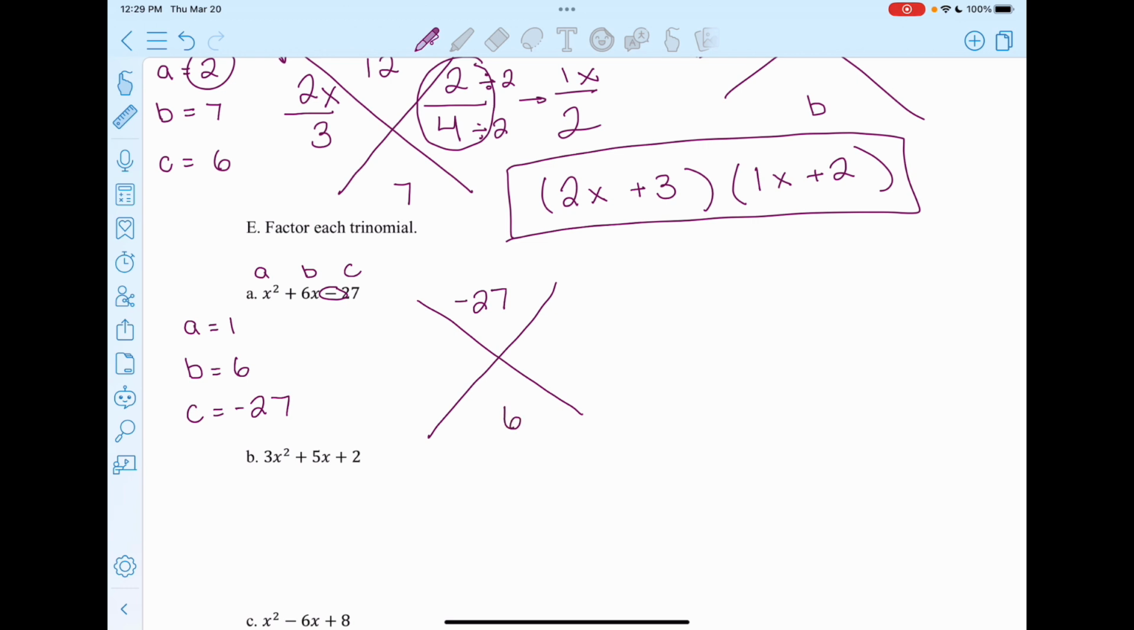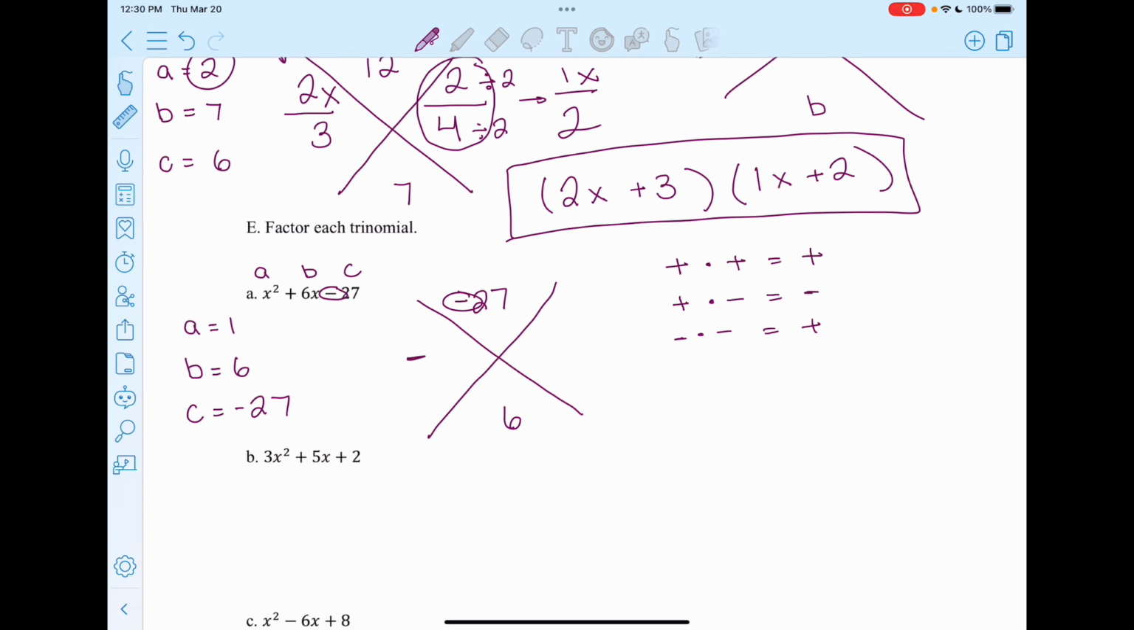Now, when you're thinking about two numbers that multiply to a negative, think about how many of your numbers you want negative. If you multiply a positive times a positive, you get a positive number. If you multiply a positive by a negative, you get a negative number. And if you multiply two negatives together, you get a positive. So if I want to multiply to a negative, then only one of my numbers should be negative.